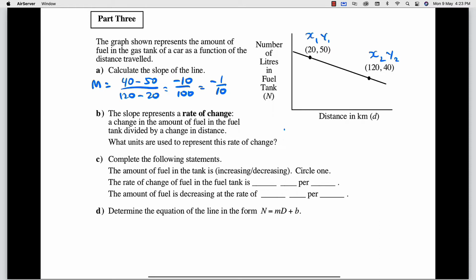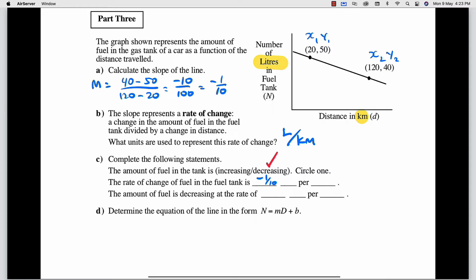So if we look at part B, it says, what are the units? Well, I can see the units right here. We've got liters per kilometer. So those are the units, liters per kilometer. Part C says, is it increasing or decreasing? Well, because it's a negative slope, it is decreasing. And the rate of change. So what is the rate of change? Well, it's a negative rate of change, and the rate is 1 over 10.